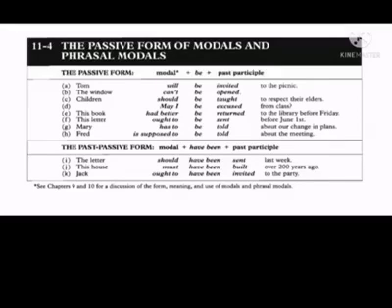Past passive form: modal plus have been plus past participle. The letter should have been sent last week. This house must have been built over 200 years ago. Jack ought to have been invited to the party. See chapters 9 and 10 for a discussion of the form, meaning, and use of modals and phrasal modals.